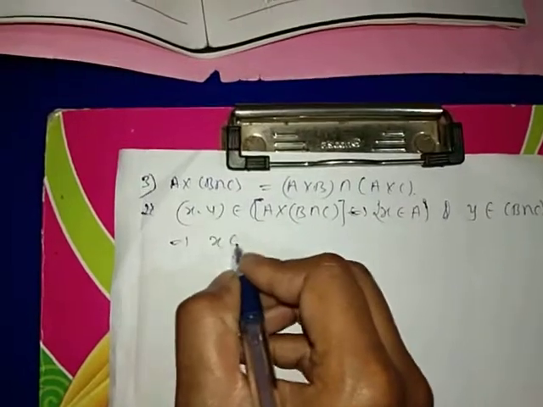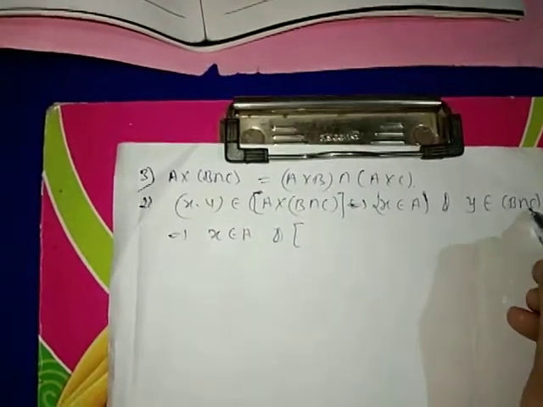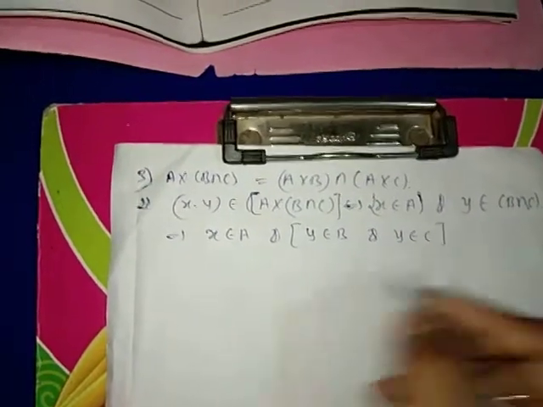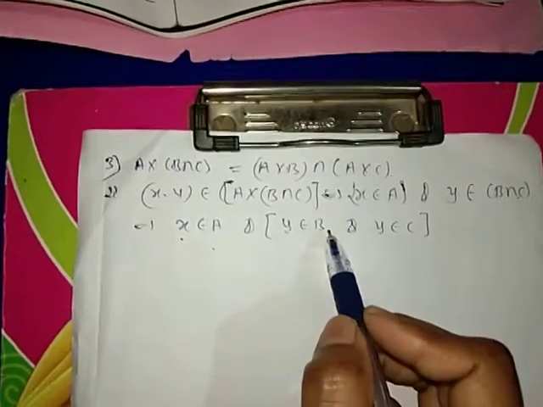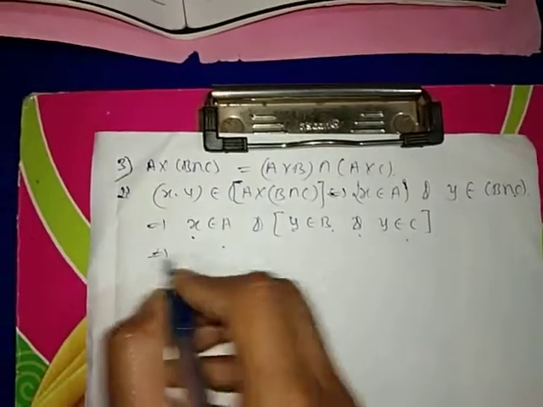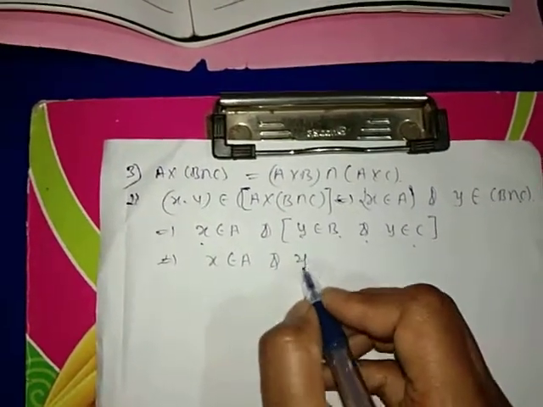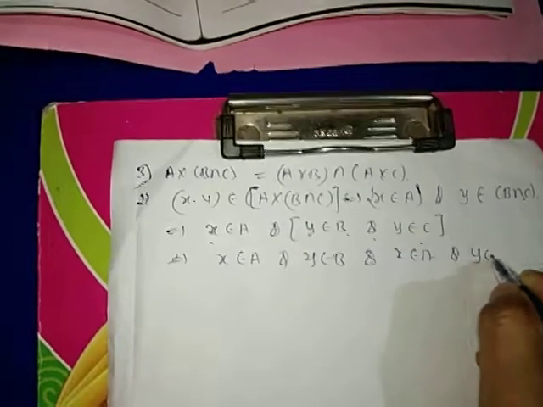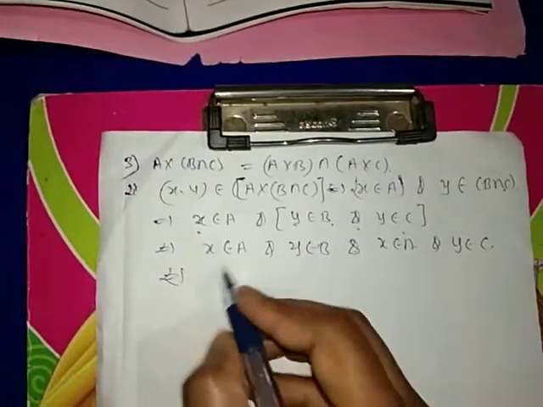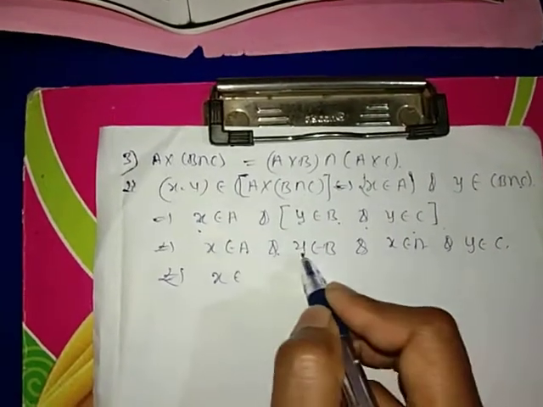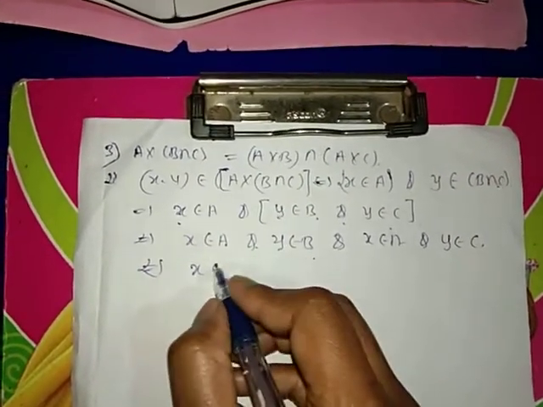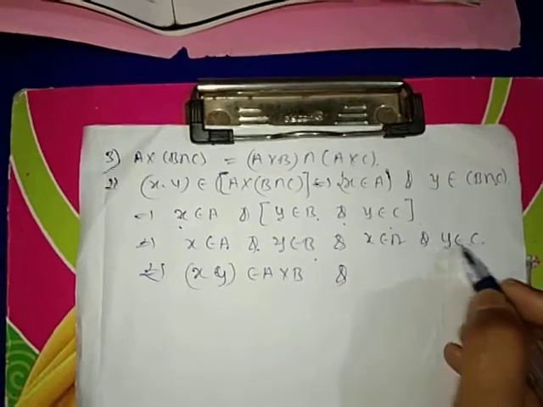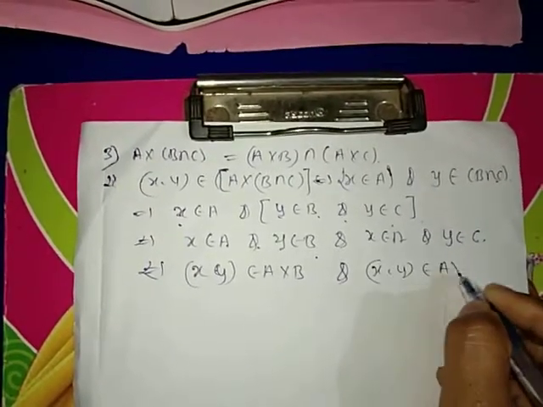So x belongs to A and y belongs to B ∩ C means y belongs to B and y belongs to C. If x belongs to A and y belongs to B and y belongs to C, this can be written as x belongs to A and y belongs to B, and x belongs to A and y belongs to C. That indicates (x, y) belongs to A × B, and x belongs to A and y belongs to C means (x, y) belongs to A × C.